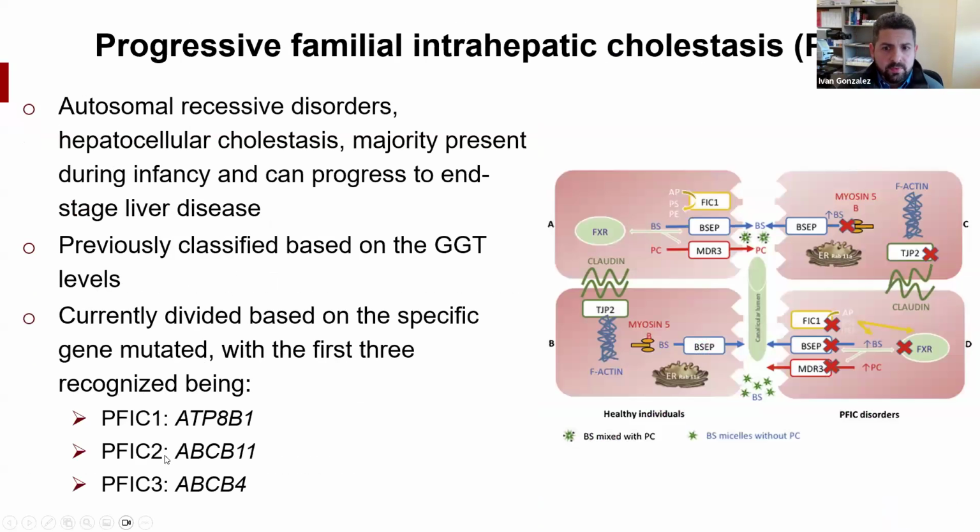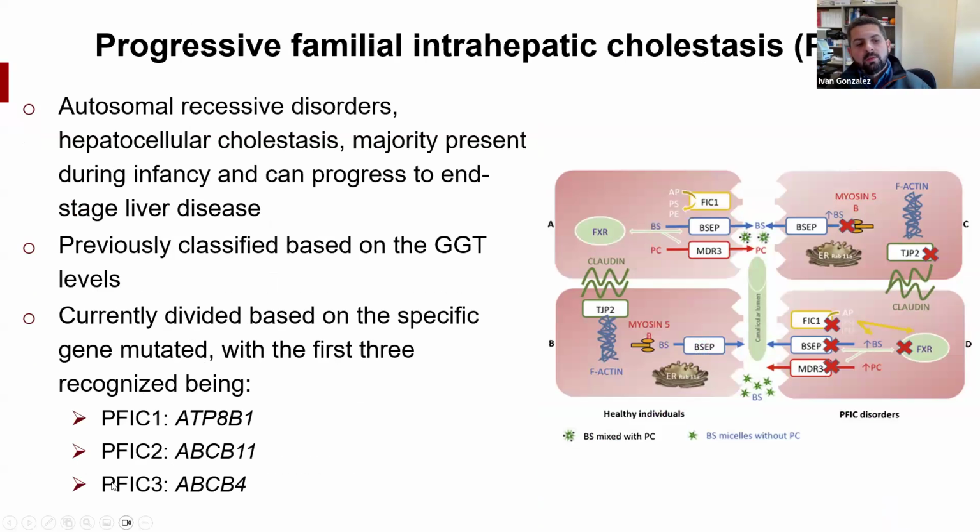So we'll talk a little about PFICs. These are autosomal recessive disorders that present with hepatocellular cholestasis. The majority will present during infancy, and as the name implies, they can progress to end-stage liver disease. In the past, we used to classify them based on the GGT level as low and high. Currently, we just divide them based on the specific gene that is mutated.